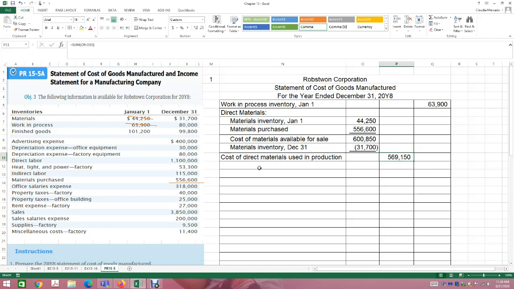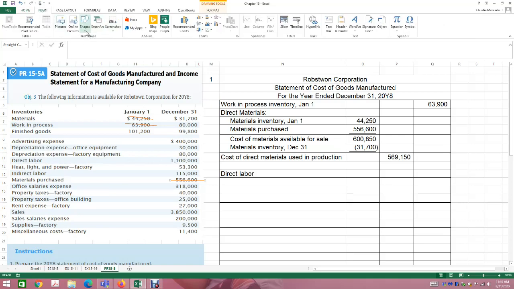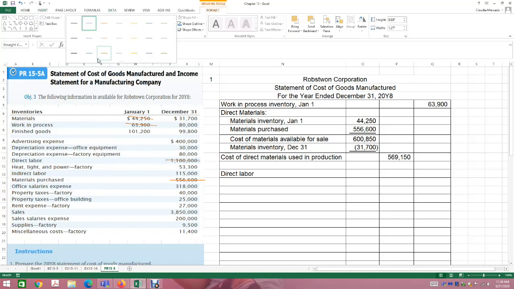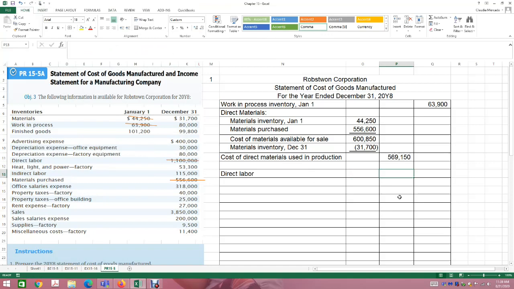The next thing we have is direct labor. Let's skip a line just for clarity here. Do they give you any information about labor? Yes, they do right here. Direct labor, $1.1 million. So this is pretty straightforward. They give you the dollar amount. You don't have to do any calculations. So we have direct labor of $1,100,000.